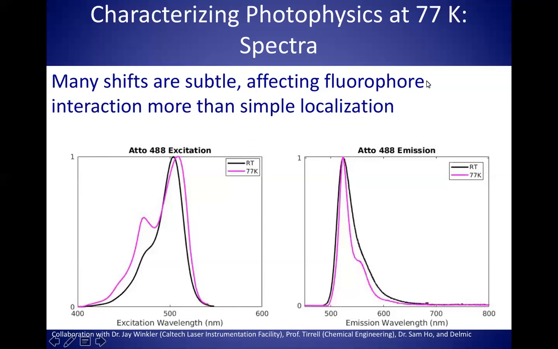So we've been collecting spectra at 77 Kelvin, or liquid nitrogen temperature. And the good news is that many of these shifts are pretty subtle. So they will affect fluorophore interaction. So a technique like FRET would be drastically different. But if you're just using them for localization, it's not as big of an issue. What we do see are two characteristic features. One is a narrowing of the peak, particularly in the emission. And another is that these shoulders can become stronger. And this is probably through vibronic coupling.